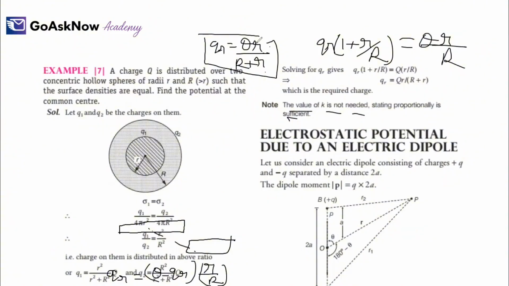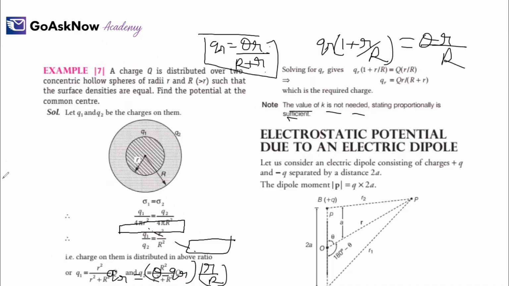Okay, now we will see the next topic, that is electrostatic potential due to an electric dipole. Till now we have already covered the electric dipole topic, so that will be used here, and we will calculate the electrostatic potential. Previously, we have calculated the electric field for a dipole. Now we will calculate the electrostatic potential due to an electric dipole.